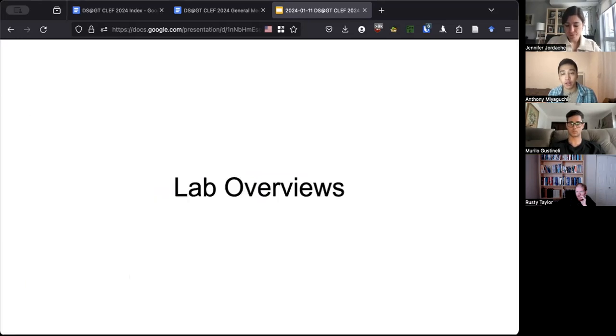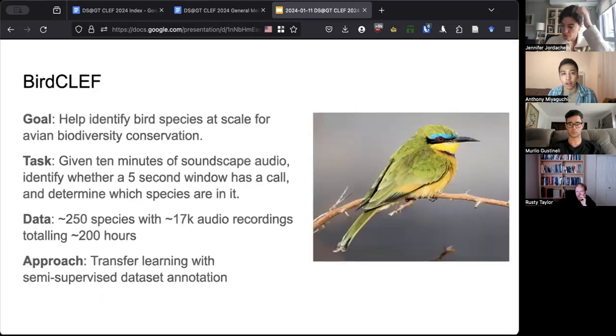So with that, I'd like to go over the lab overviews, and the team lead for each individual one will present their thing. So first, let's talk about BirdCLEF. BirdCLEF is the competition that kind of started this all. So it is running yet again this year, and I'm pretty excited about it. So the goal is to help identify bird species at scale for biodiversity conservation.